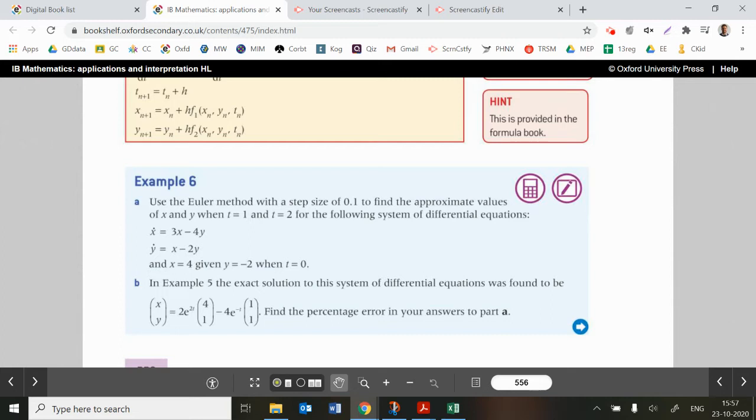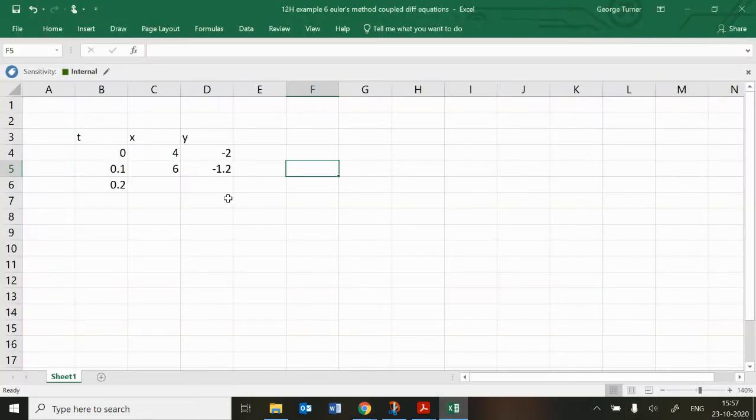Okay, so this would obviously take ages if we were going to do this without technology. Now, I'm going to show it with Excel, but then I'm going to talk afterwards about the calculator version, which you're going to need to look at as well. So let's look at this in terms of Excel. I've already started setting this one up. Here's the initial condition when t is 0, x is 4, y is -2. And then here's my step value, so I'm going up in 0.1s.